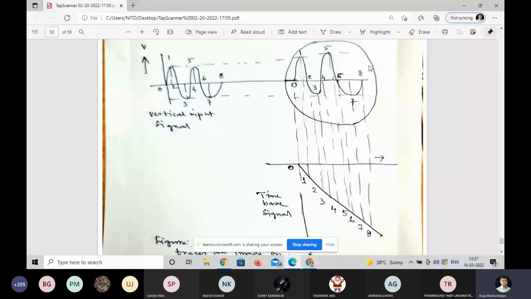Details not more than this are required for your first or second semester students. The other students, as I mentioned earlier, will get it automatically during higher semesters. Now, the next part, which is very important: deflection sensitivity of CRT.